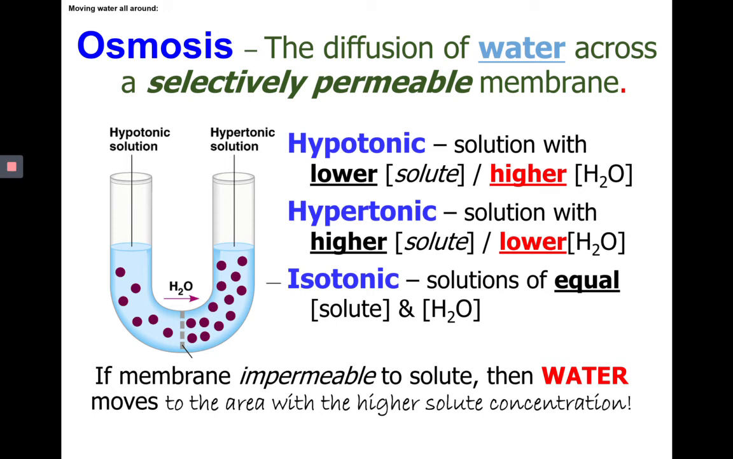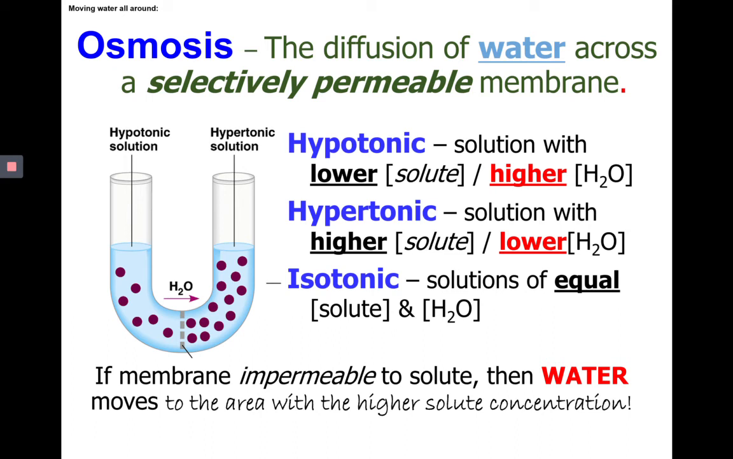Here we have a U-shaped test tube, and we have a selectively permeable membrane, but this membrane is impermeable to solute, so the water can move, but the solute cannot. This solution only has a couple of dots, that's the solute. The solution on the right has a lot of dots, that's the solute. So I would say that the solution on the right is hypertonic to the solution on the left, because the solution on the right has a higher solute concentration and less water compared to the solution on the left, and vice versa.